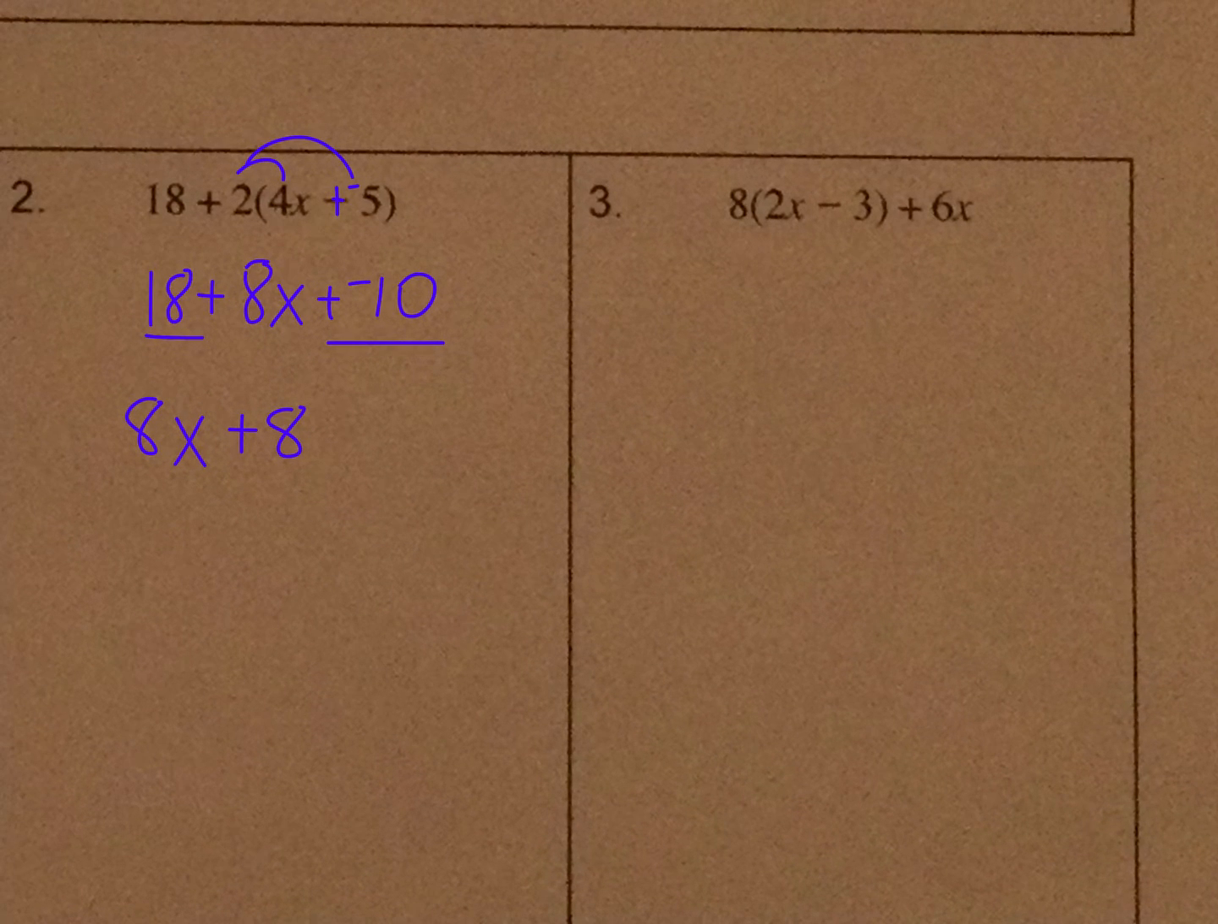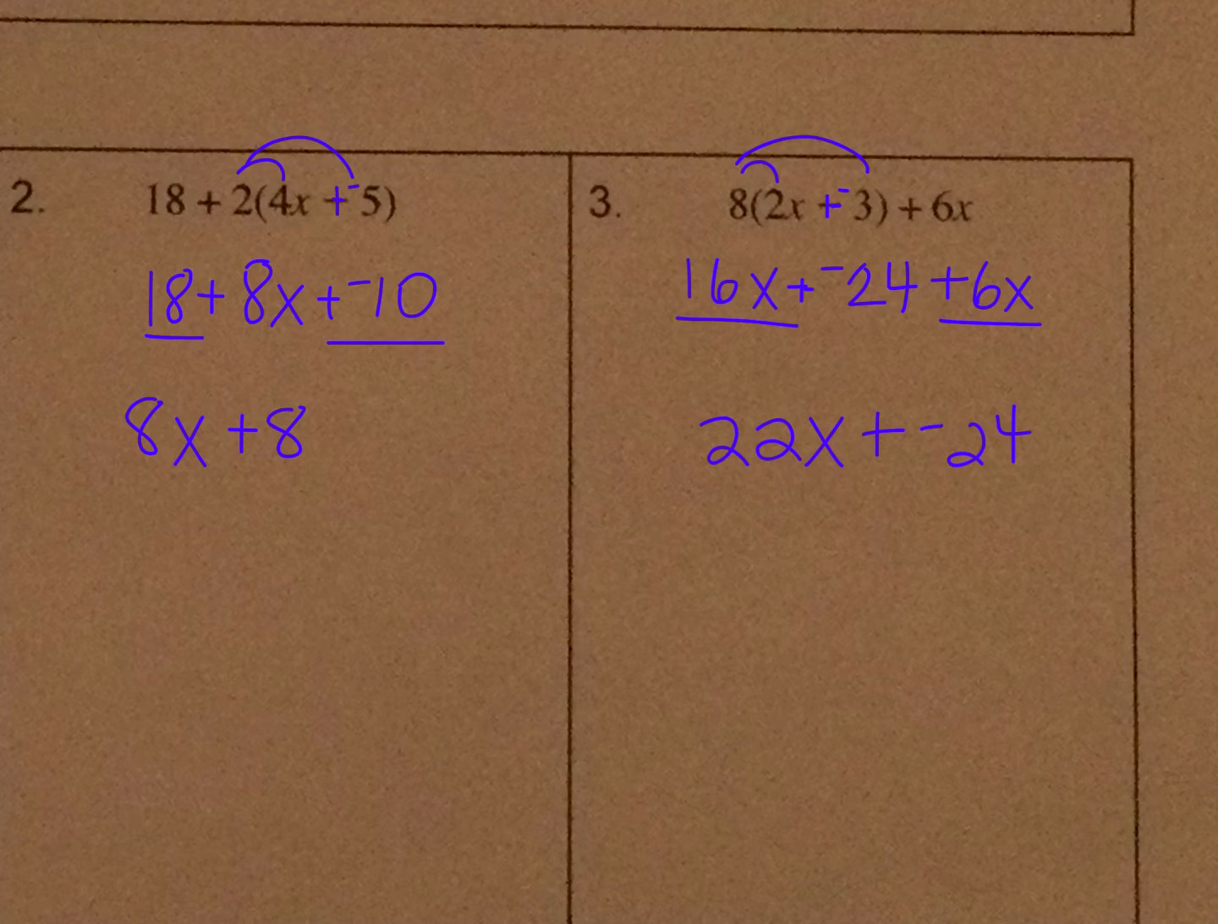Let's look at number 3. We got some parentheses again. So we'll start by distributing. 16x plus negative 24 plus 6x. Now we got to find our like terms. Well, 16 and 6 go together. That gives me 22x plus negative 24. Or it could just be 22x minus 24. Either way is correct.